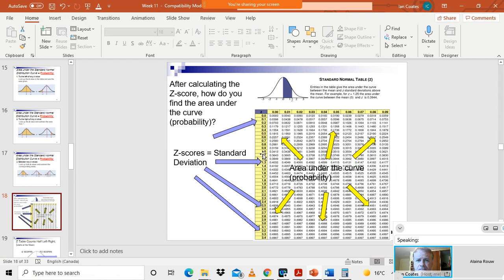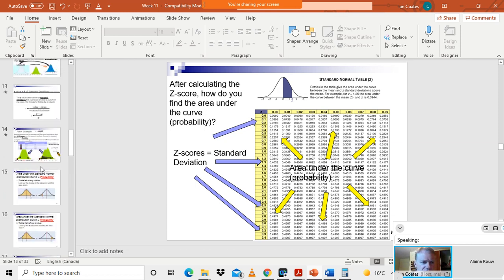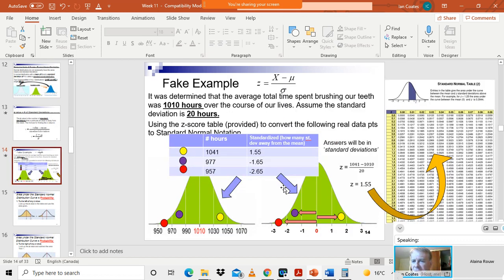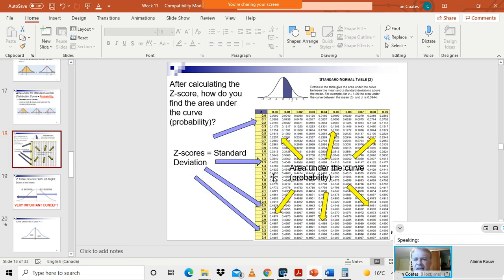So, after calculating your Z-score, how do you find the area under the curve? So, you have a look here. Did I have it done here? Where was that one? Is that it here? Yeah. So, you have a look here. Z-score, we found a Z-score, I think it was for this one right here, and it was 1.55 standard deviations away. So, getting into this one here, what am I looking at?